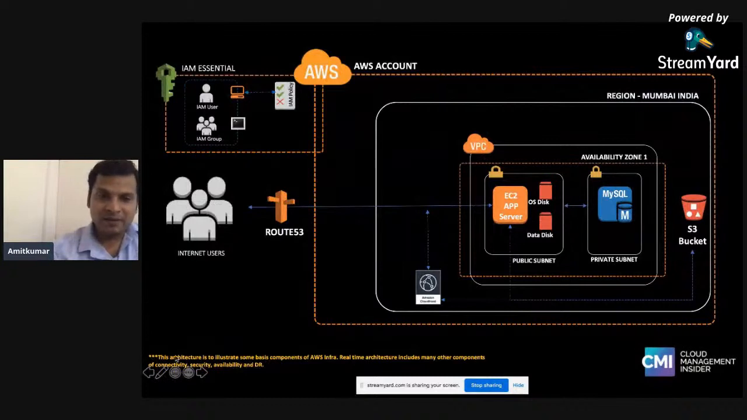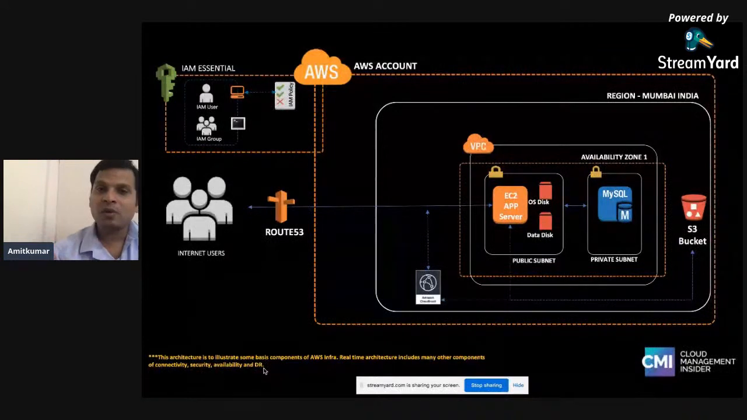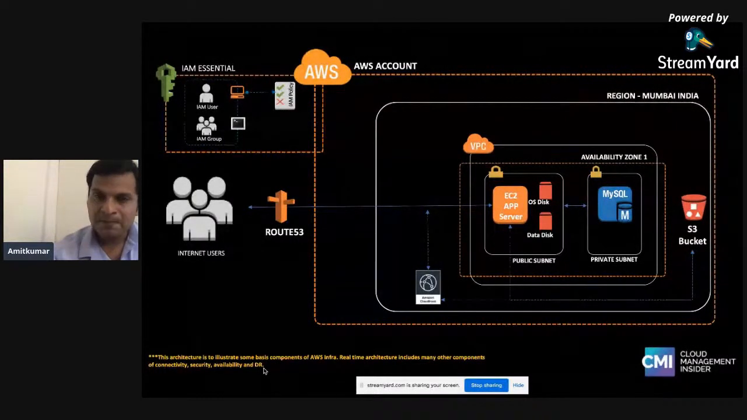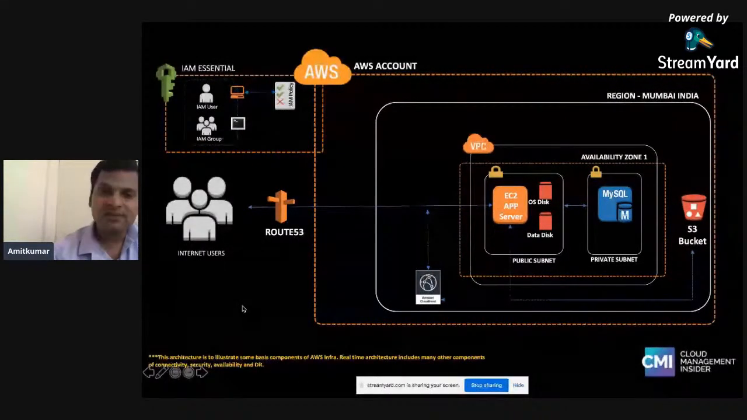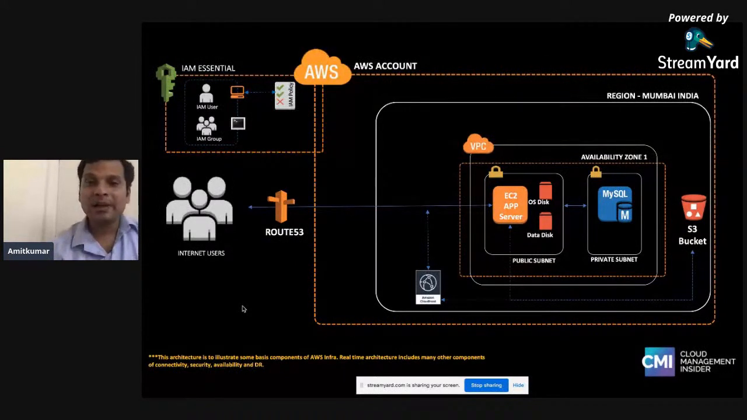I repeat, and I've added a disclaimer over here, that this is just to illustrate how some of the building blocks can be put together to achieve a two-tier application. There are many components that need to be added, both from the availability, fault tolerance perspective, security perspective, and many more things. Okay, but I hope you have understood some of the basic services of AWS and how all of this can be put together to create a two-tier application.